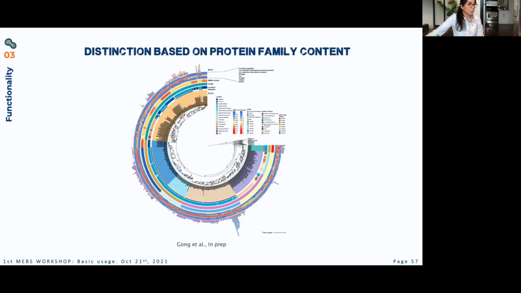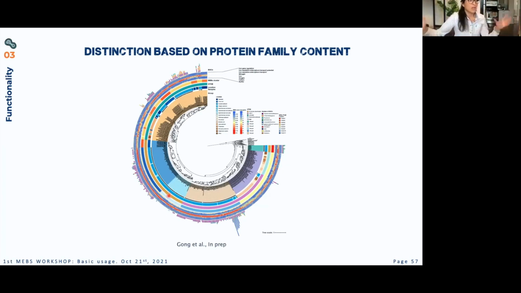And here we have the different scores across this bacteria tree. And then we have the cluster groups. And here are the MEBS clusters. So these are groups of genomes that are metabolically related. And how do we do that?